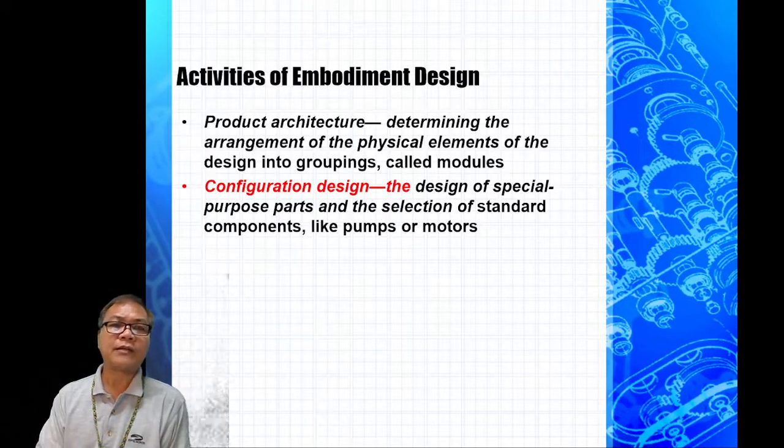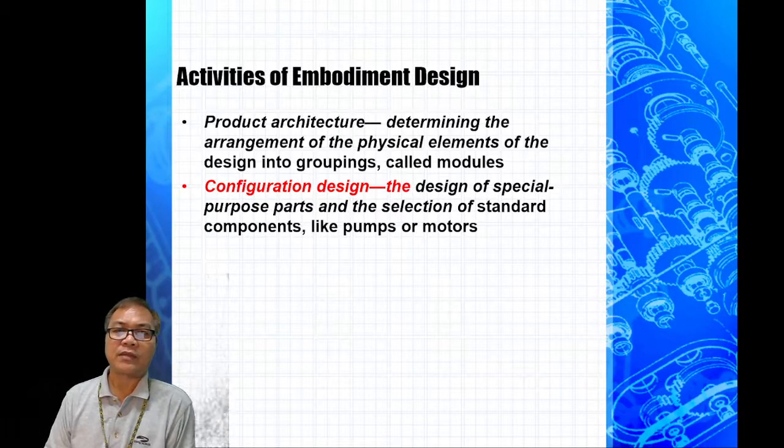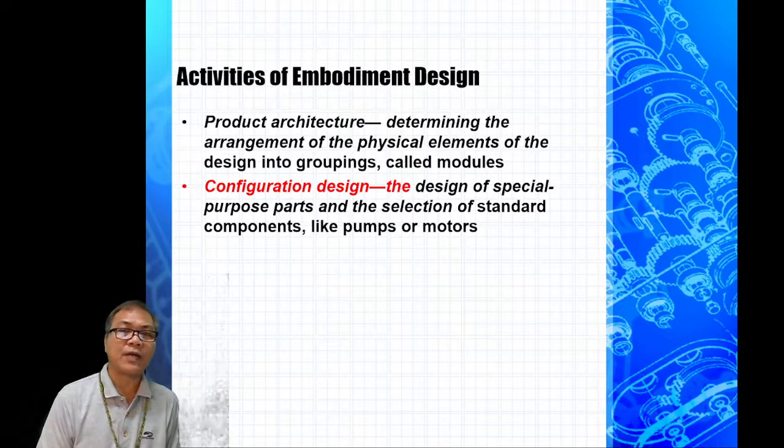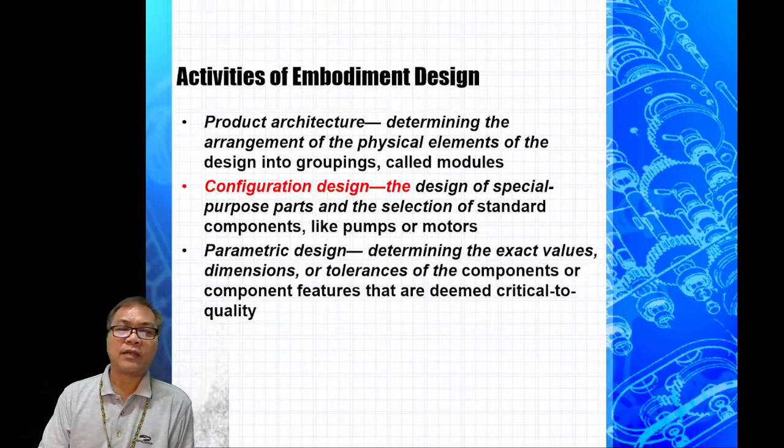So the design of special purpose parts and the selection of standard parts, like components such as pumps or motors. This is where you decide on the specific parts that you will use. For example, if you want to decide what kind of transmission system you are going to use, either you decide on belt and pulley, or chain and sprocket, or you want a transmission system made of a gearbox or gear systems. And after the configuration design, we'll be taking up the parametric design.